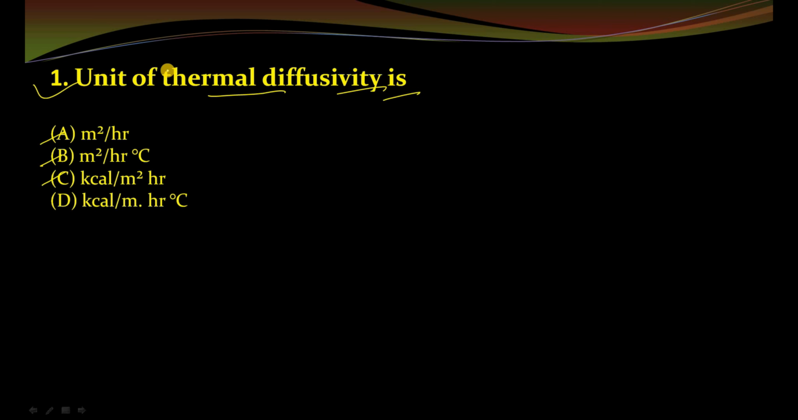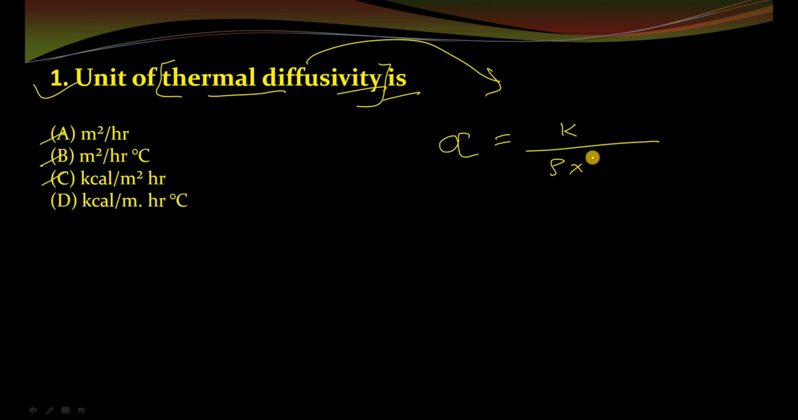Okay. Now the first thing is, what is thermal diffusivity? What is the formula of thermal diffusivity? If you know that, then you can easily solve this question. So the formula of thermal diffusivity, denoted by alpha, is thermal conductivity divided by the product of density and heat capacity, suppose that is C. Now what is the unit of thermal conductivity? The unit of thermal conductivity is watt per meter Kelvin.